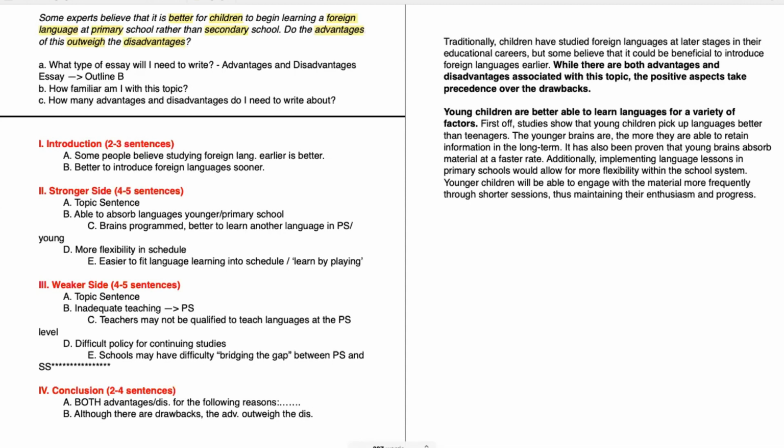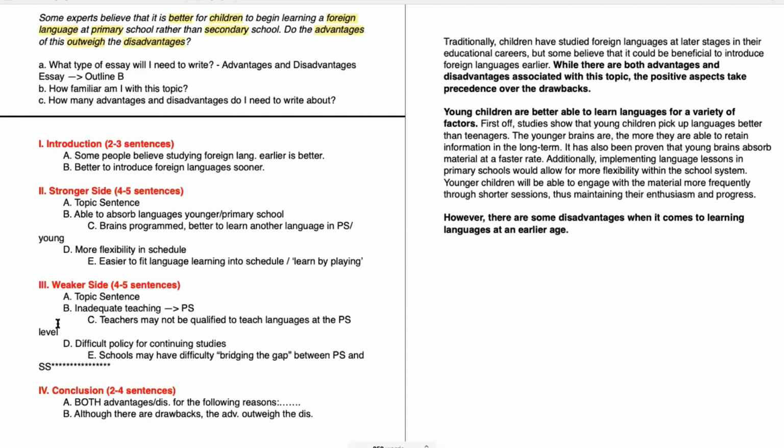Let's continue for the weaker side. And now, since I'm introducing something that is contrary to what I've written here, I'm going to start my topic sentence with "however." It introduces a contrasting point. So, however, there are some disadvantages when it comes to learning languages at an earlier age. All right, so I've set the scene. I know I'm going to be talking about disadvantages.